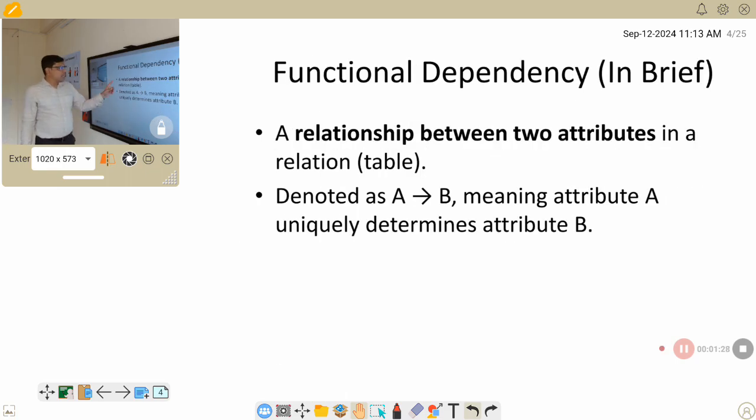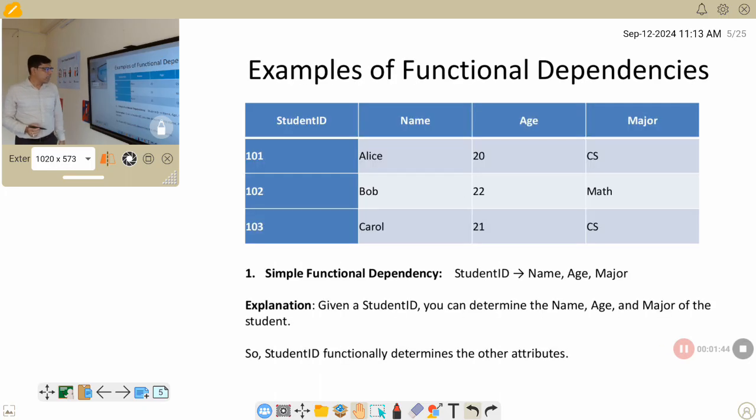Next, relationship between two attributes. It is the main thing of the functional dependency, and in a relation A arrow B means the attribute A uniquely determines the attribute B. Now let's start with the example.